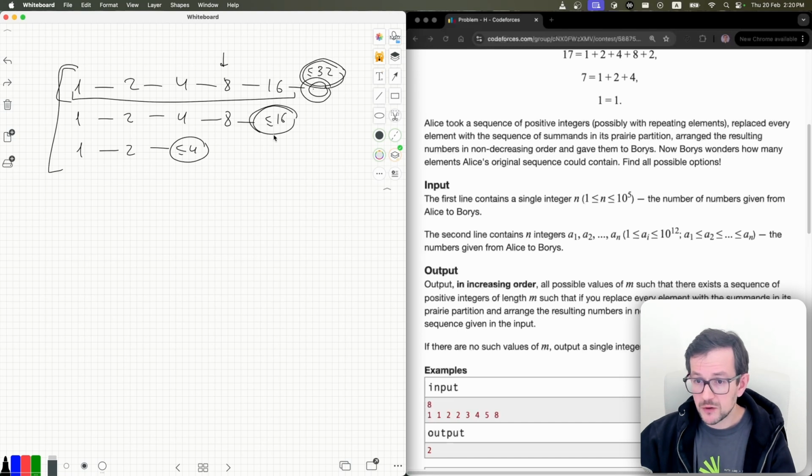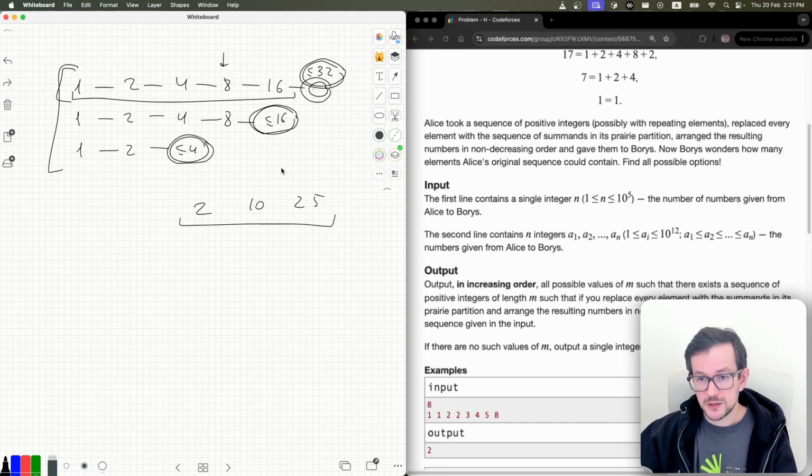So we need to take care of these last elements. After we finished with all these sequences, we have some elements left. Let's say 2, 10 and some 25. We need to cover these elements using these open positions, and we can just do it greedily.